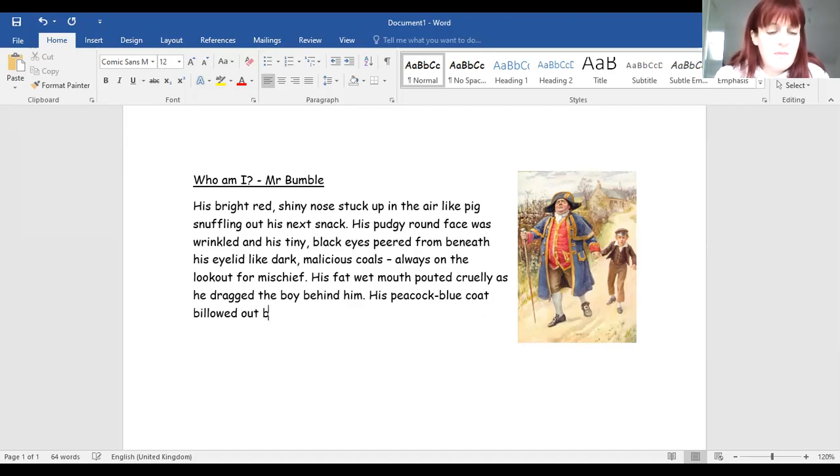Billowed out behind him. The gold. Now, this bit where you have something going down the side is called brocade. The gold brocade glinting in the sunshine. His buckles too shone silver like fish up on the road.